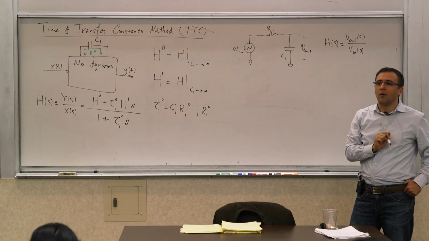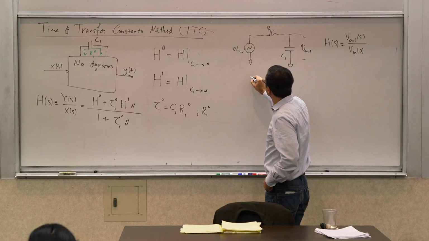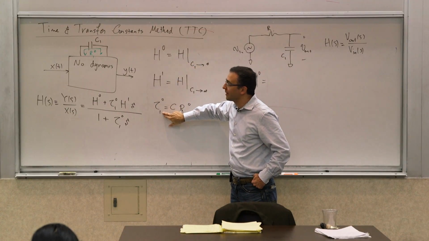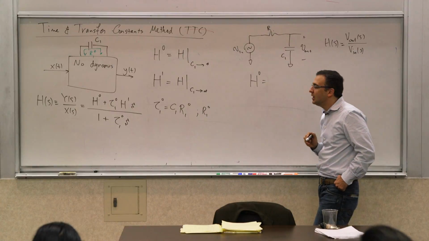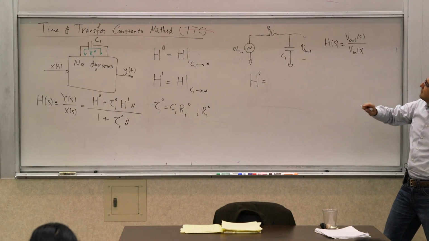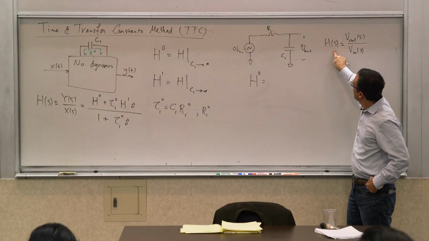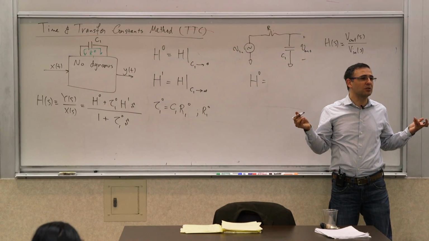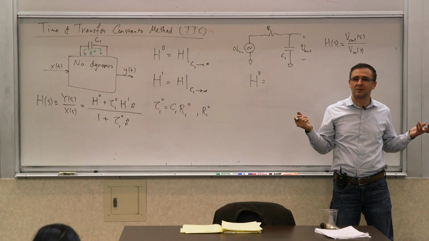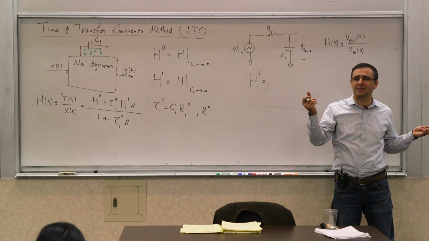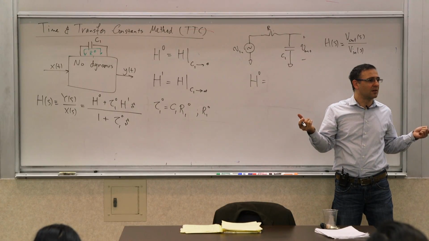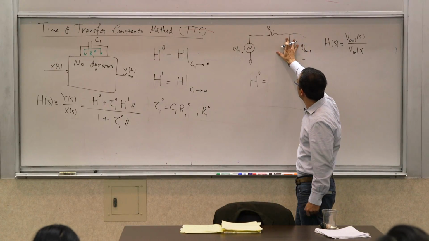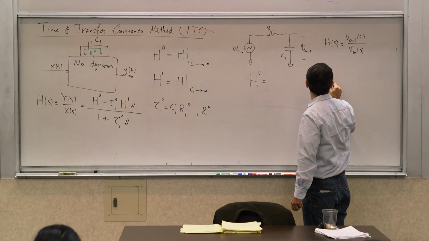So what is H0? It's called the zero value transfer constant. These are called transfer constants, these are called time constants. What is H when C1 is 0? When you make a capacitor 0, what do you do to it? What is a capacitor with a capacitance of 0? It's an open circuit, right? So if I remove this, what do I get? This is the equivalent circuit in that case.